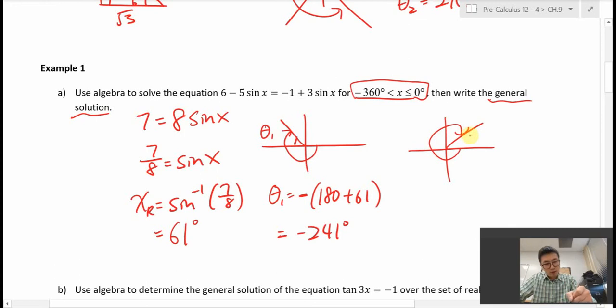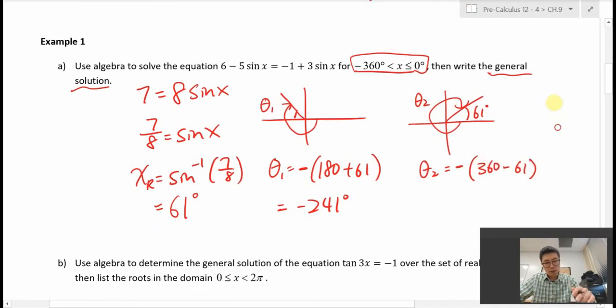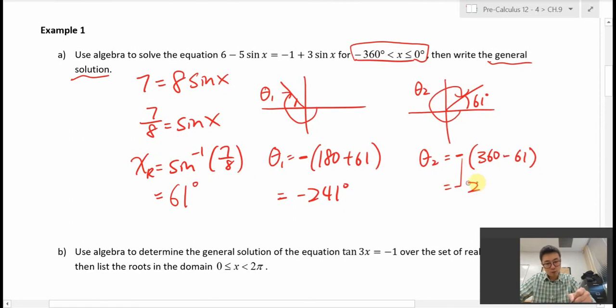Whereas for this one, again, the reference angle is 61. That means theta 2 is going to be, again, a negative sign in front. To find out what this is, you simply take 360 minus 61, and you will get -299 degrees. So those are the answers for the domain from -360 to 0.